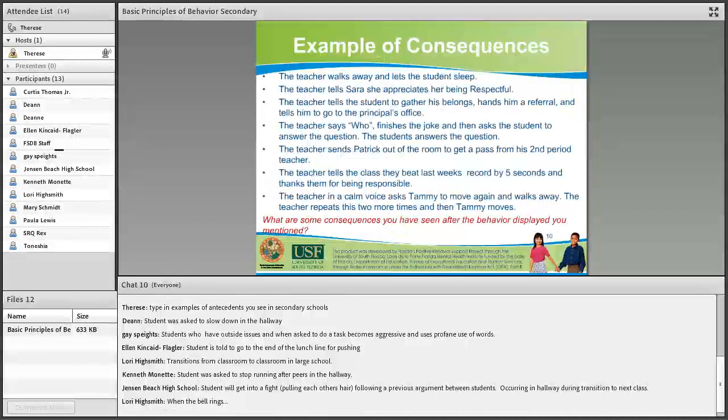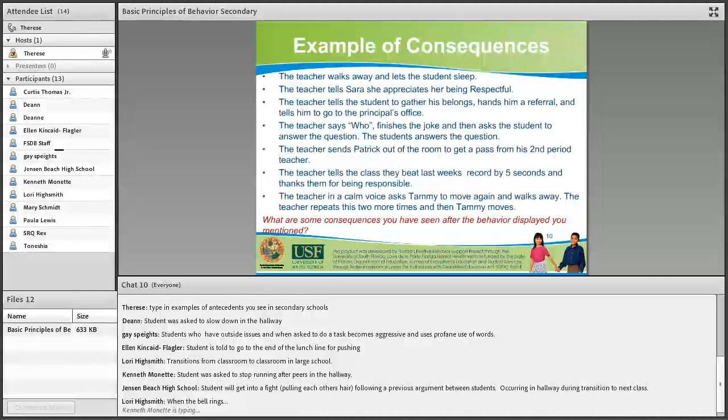So finally here, examples of consequences. The teacher walks away and lets the student sleep. Another example, the teacher tells Sarah she appreciates her being respectful. The teacher tells the student to gather his belongings, hands him a referral, and tells him to go to the principal's office. Other examples of consequences: the teacher says who, finishes the joke, and then asks the student to answer the question. And then the student will answer the question.